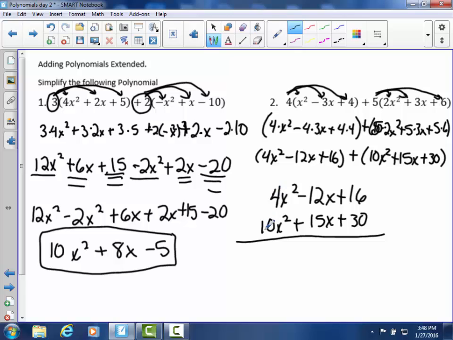So 4 plus 10 is 14x squared. Negative 12 plus 15 is positive 3x. And then 16 plus 30 is 46. All right, so that's an additional step in adding polynomials.